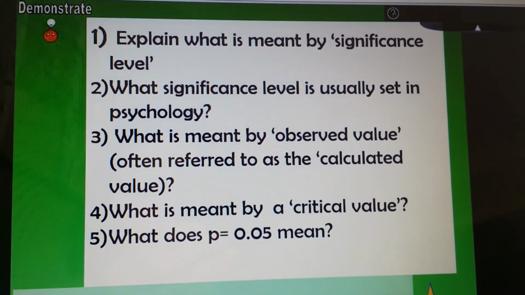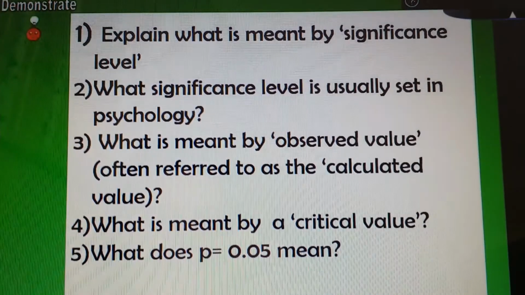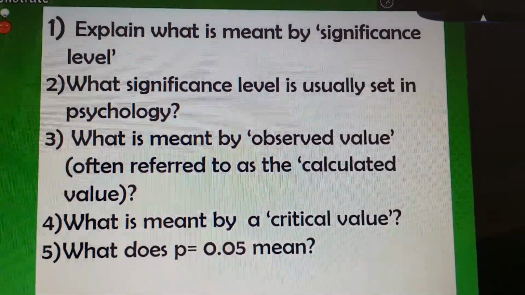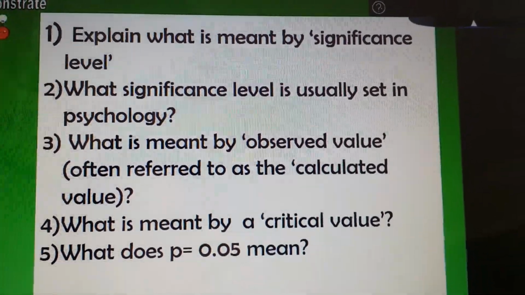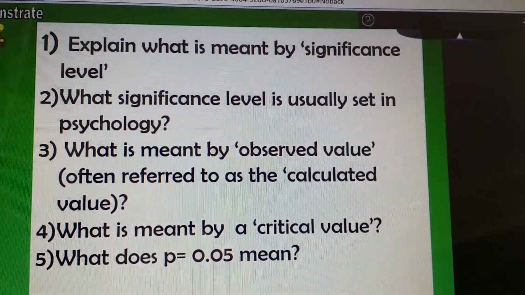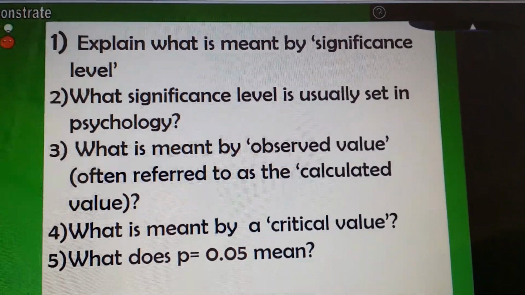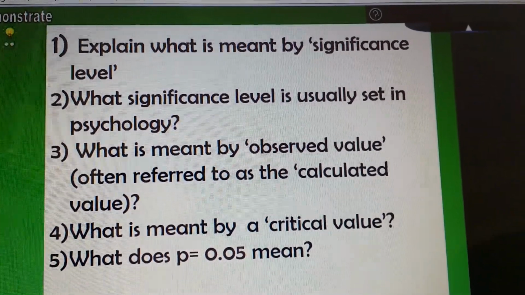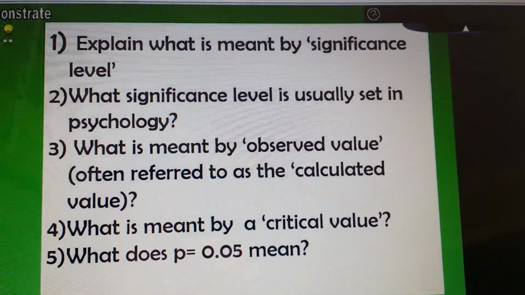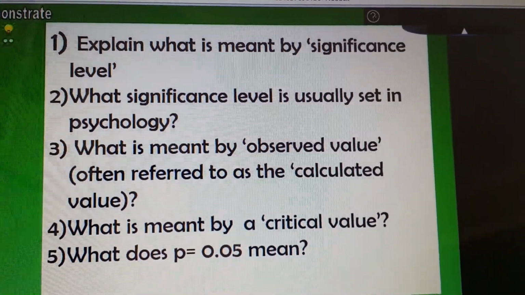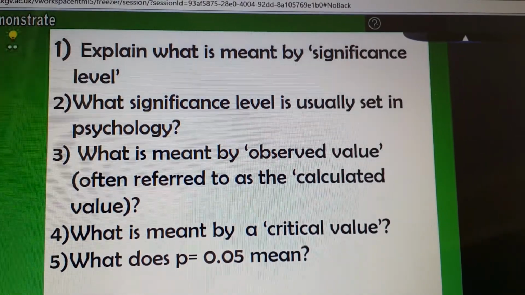Ensure that you can answer these questions. What is meant by significance level? This is how certain we are of our results. What significance level is usually set in psychology? 5% or 0.05.